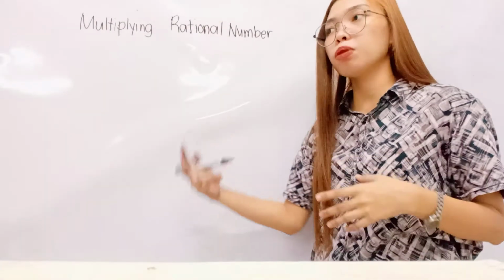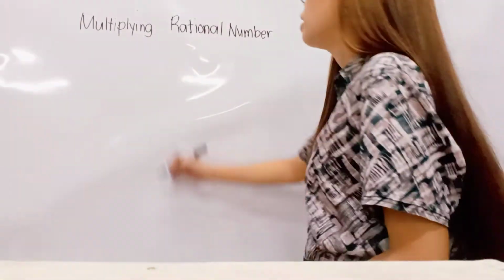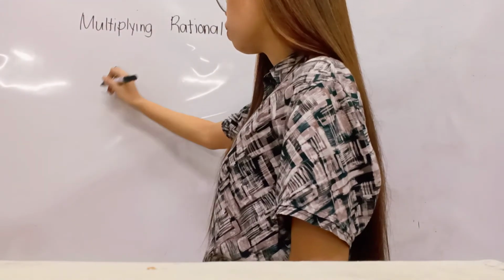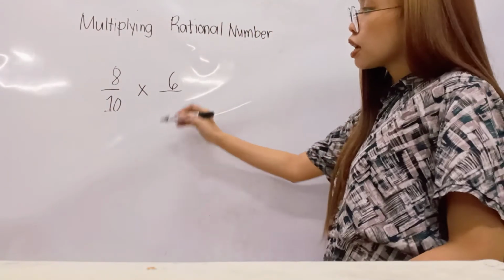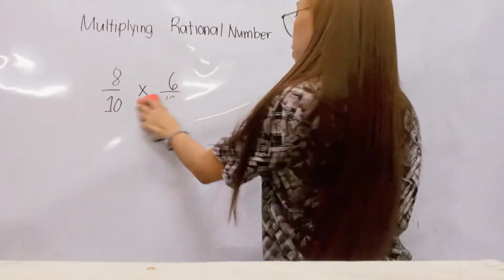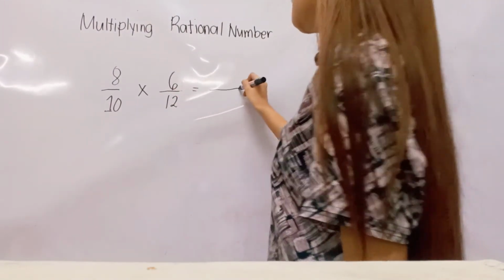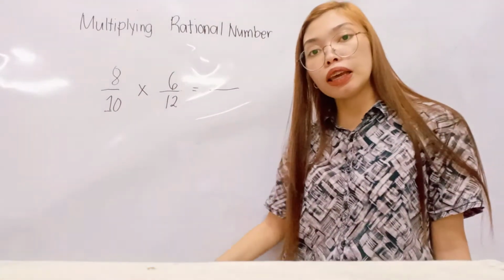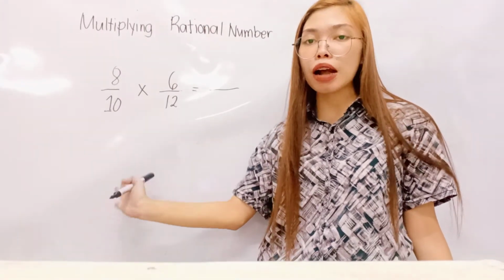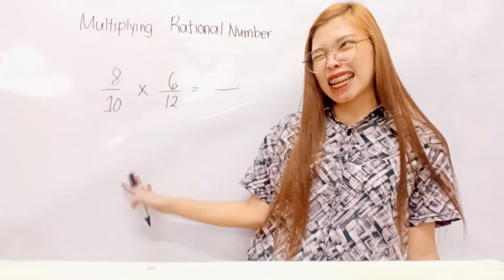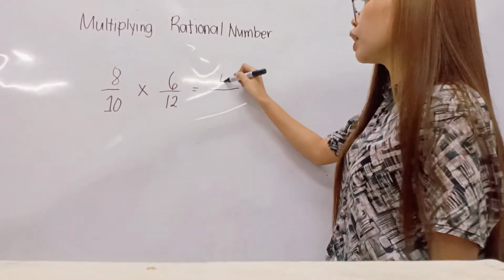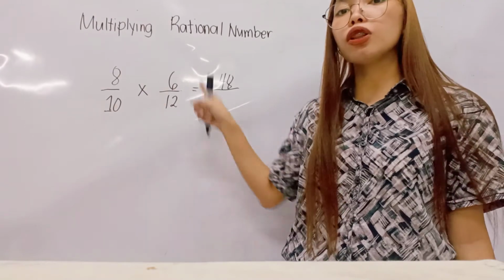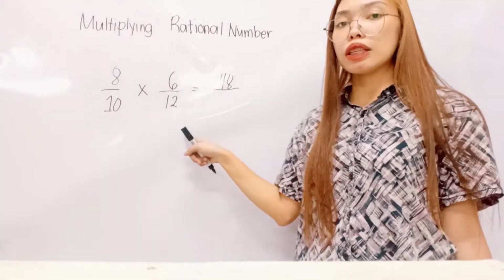Okay, so now let's try to multiply dissimilar fractions. So, for example, 8/10 times 6/12. So, these two fractions are dissimilar. So, what are we going to do? Just like what we did with the multiplication of similar fractions, the same process. We have to multiply the numerator to the numerator. 8 times 6, that is 48. Tama? Then, denominator to denominator, 10 times 12 is 120.